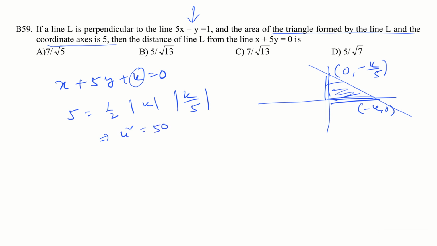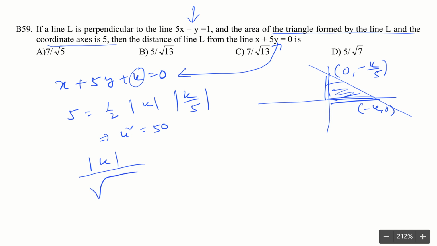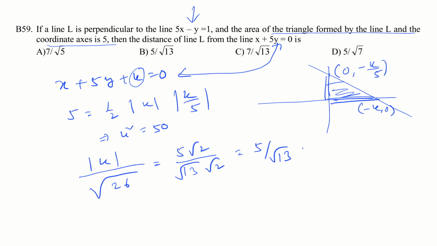Okay. Now I am going for distance between these two. Distance between those two is nothing but mod of c1 minus c2 by root of a square plus b square. That's what I am getting. Now I can see that mod k is nothing but root 50. Root 50 means 5 root 2. But the denominator is root 13 into root 2. So the answer is 5 by root 13. Let's go to next problem.